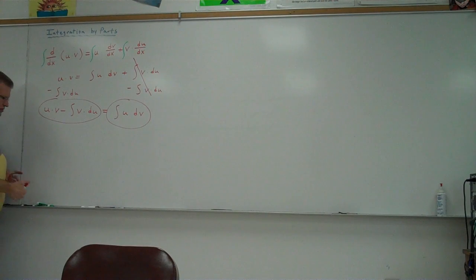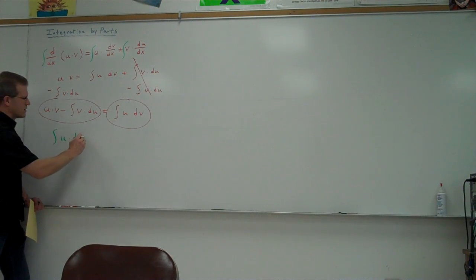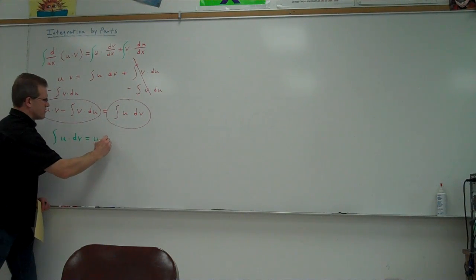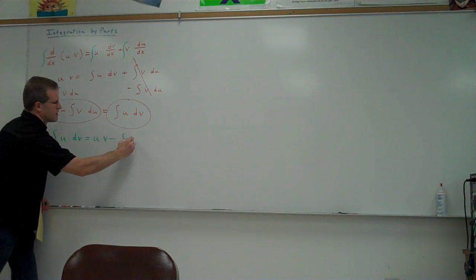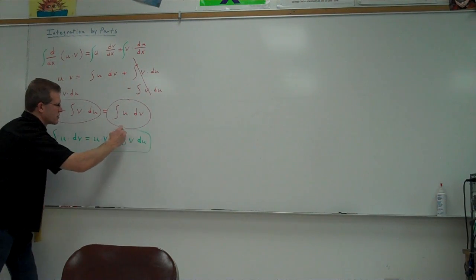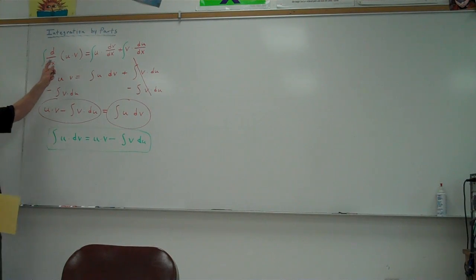This is the formula you're going to use every time that you do integration by parts. The integral of some expression u times dv equals u times v minus the integral of v du. That's the formula for integration by parts. It's derived just by starting with the product rule, integrating each piece, and rearranging some terms, and that's what we come up with.